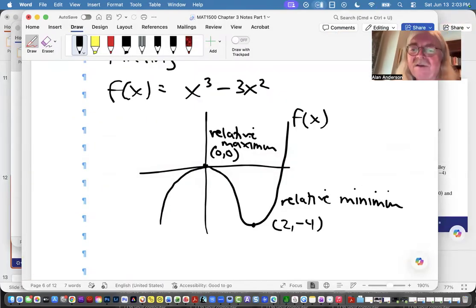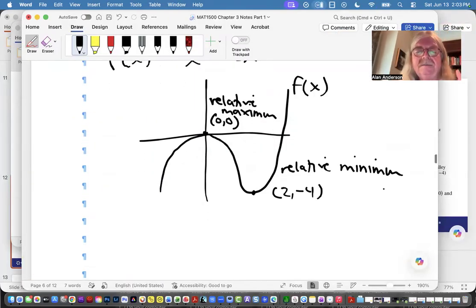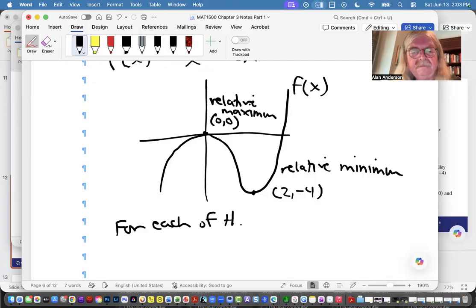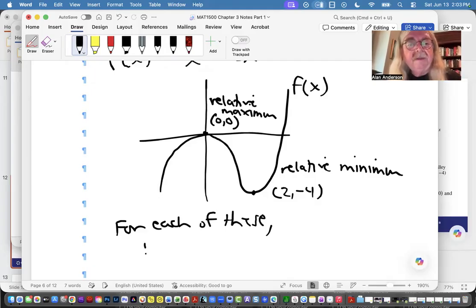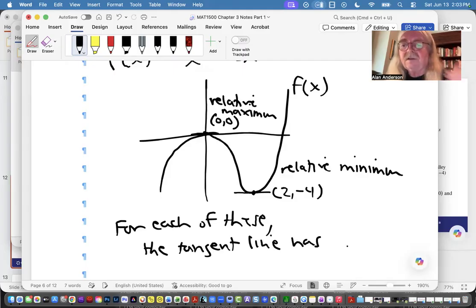But I would like to point out here two important things. And this is something they'll mention later on anyway, so I'm not telling you anything you're not supposed to know. But for each of these, the tangent line, so if you drew a tangent line to that point, here, for example, and here, the tangent line has a slope of zero, meaning that it's horizontal.